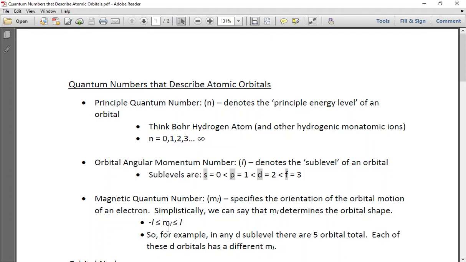Okay, so just very clearly, in any d sublevel, there are 5 orbitals total. Each of these d orbitals has a different m sub l.